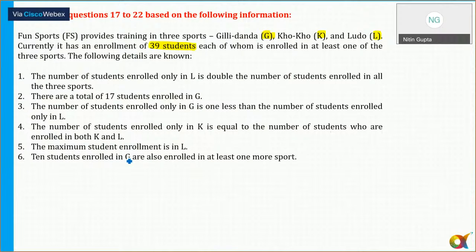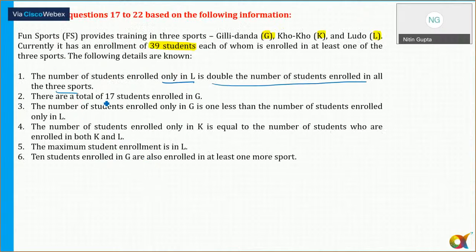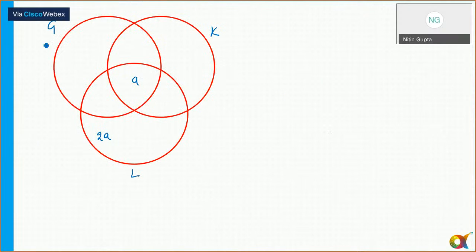Now, the number of students enrolled only in L is double the number of students enrolled in all the three sports. So if all the three sports I am taking as A, then only in L it is equal to 2A. There are a total of 17 students enrolled in G. So I'll put here that is 17. And the total number of students is 39 also. Just keep that in mind.